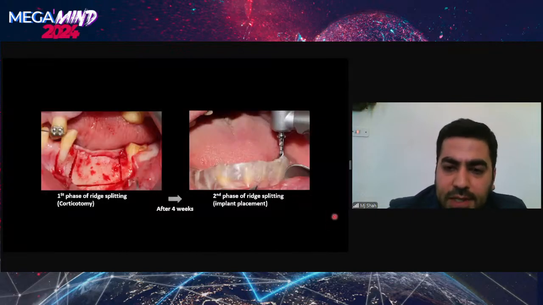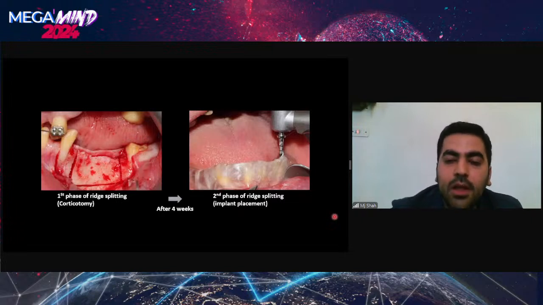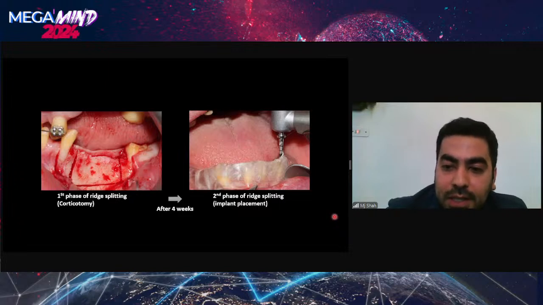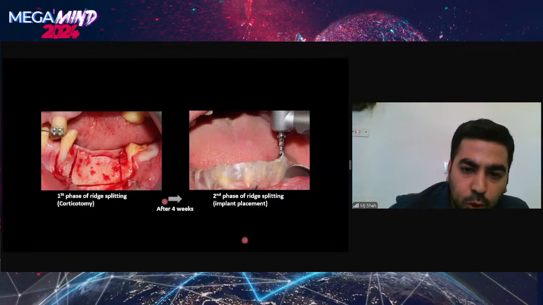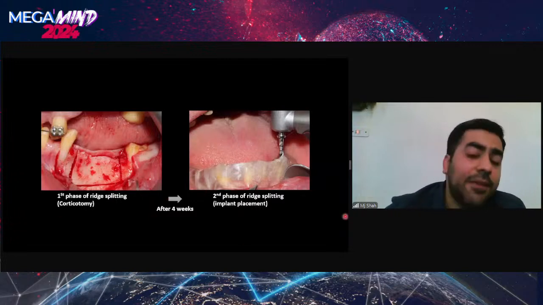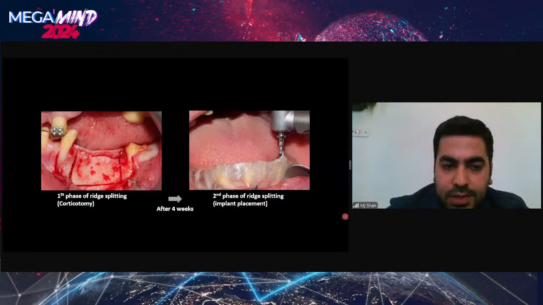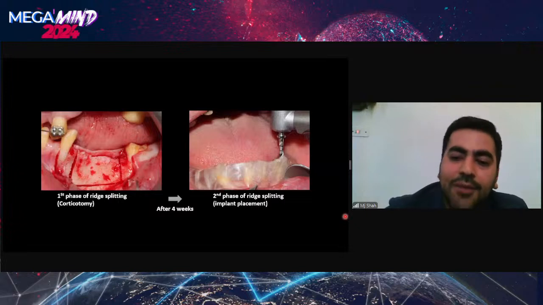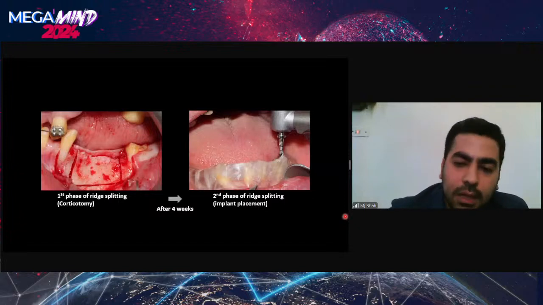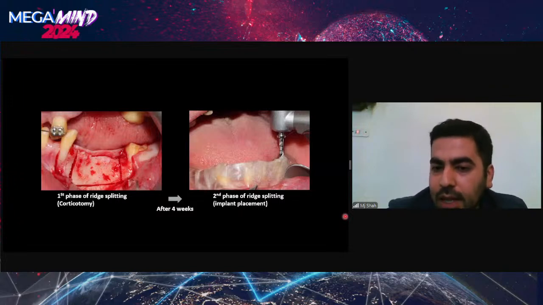In the first stage, I raised a full thickness flap with 2 vertical incisions. 4 osteotomies were made, and all of them are with limited depths in the cortical part of the bone. This is the outline of my osteotomies. After that, I will suture the lesion, and after 4 weeks, I again open that. And the second stage will be done.